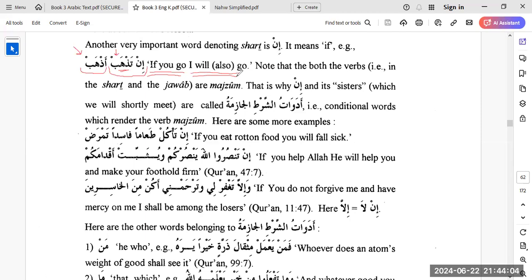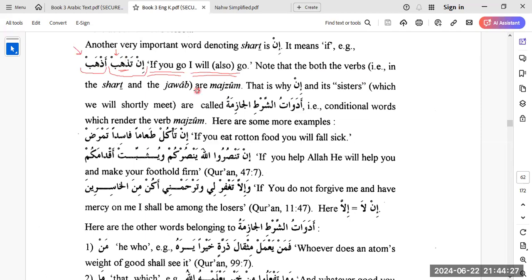But you do not have aidan here. It's understood. All right. If you go, I will go also. Note that both the verbs, that is the shart and the jawab shart, there's a verb in shart and there's a verb in jawab shart, both are majzoom.